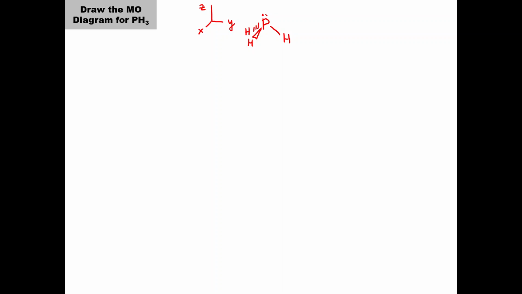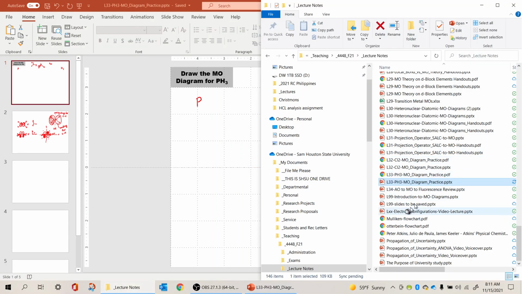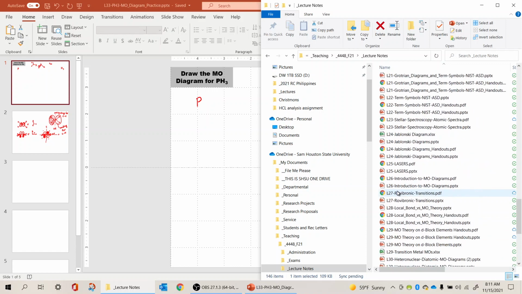Okay. So over here, essentially, we have the H3 part. Let's do P over here so we can have P and H3. So just like the molecule, PH3. So we're making this molecule out of a phosphorus and three hydrogens. And this is a C3V molecule. So let's go get the character table. Let's keep those. So let me find that in the notes.